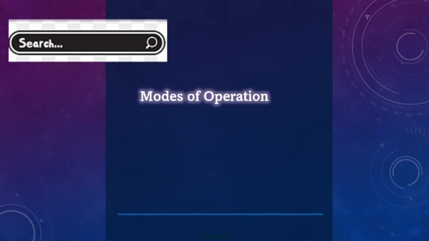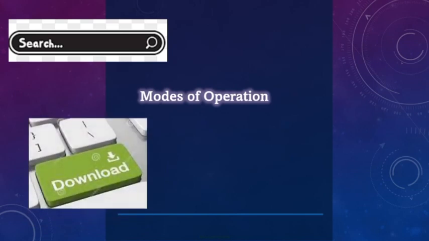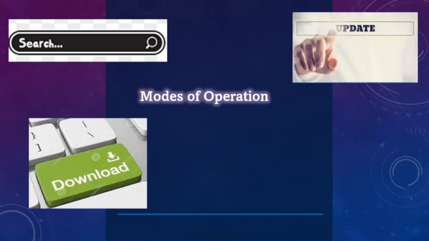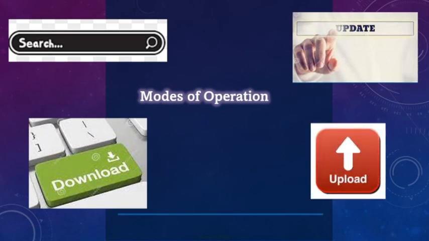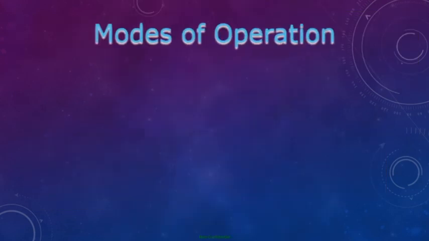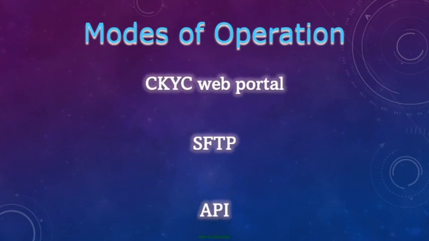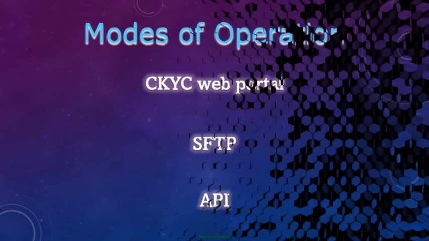The first step towards onboarding your customer is to search for KYC details based on the CKYC identifier or an officially valid document provided by your customer. If the customer's CKYC record is already registered with the Central KYC Registry, you may proceed to download the record. In case of modification to the KYC details, initiate an update request. If your customer does not have his KYC record registered with the Central KYC Registry, kindly proceed to upload the customer's KYC details. Reporting entities can integrate with us via the CKYC web portal, SFTP or API.